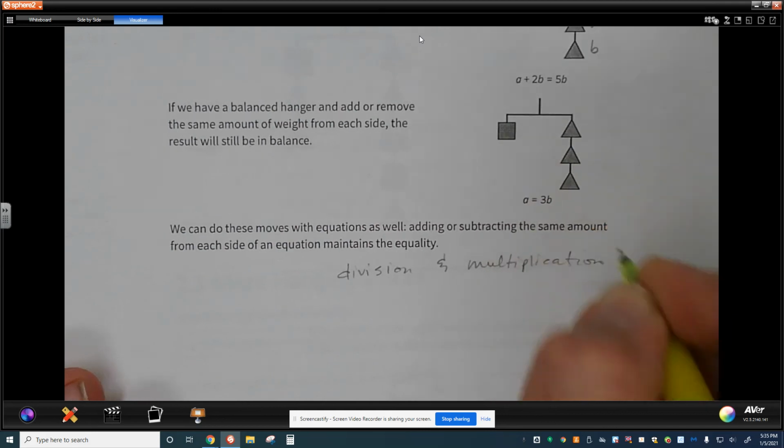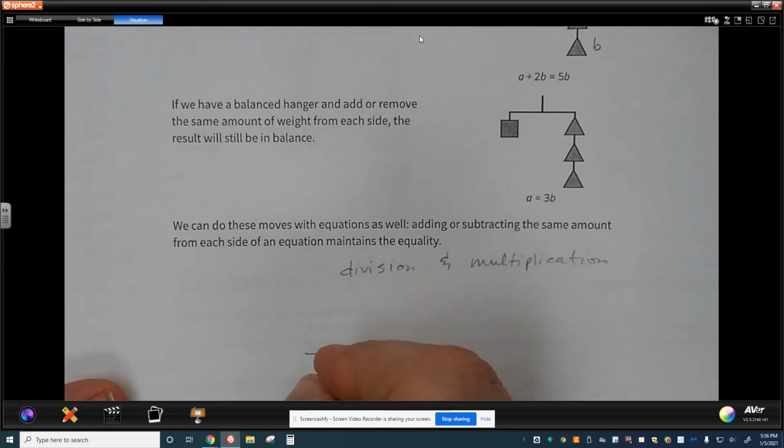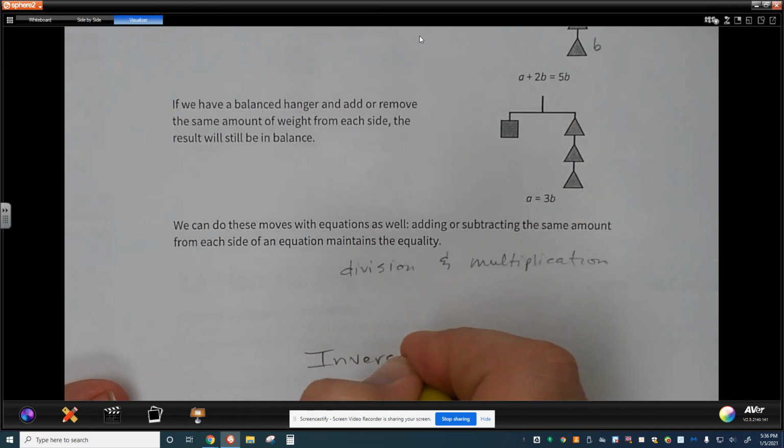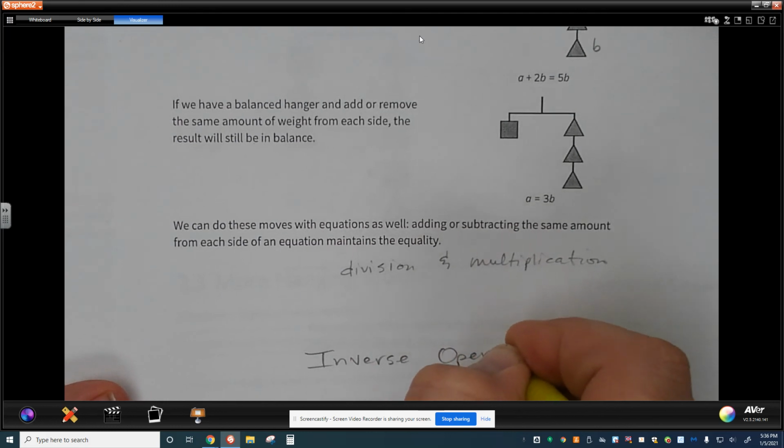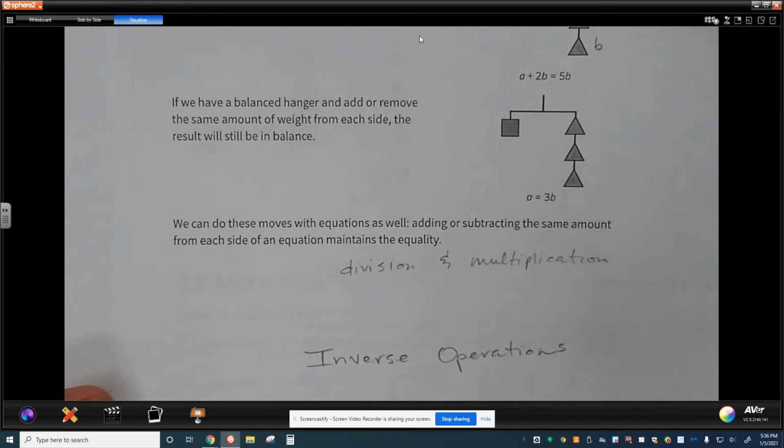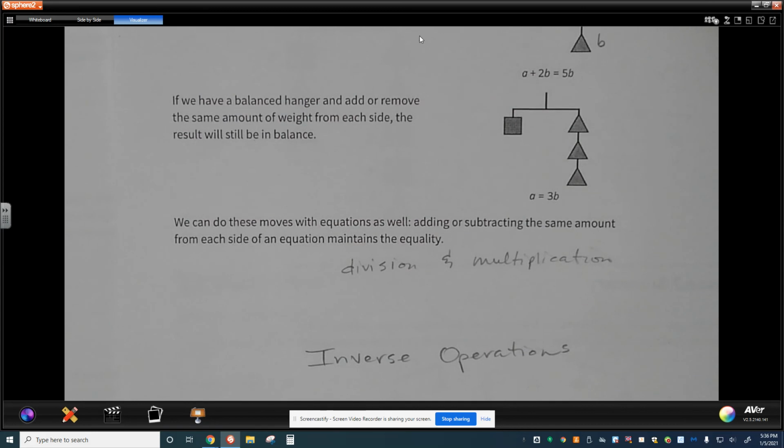All of these are operations, and what we call all of this together, and what you'll learn about, is what's called inverse operations. And using inverse operations is how we solve equations. It's also how we solve inequalities.